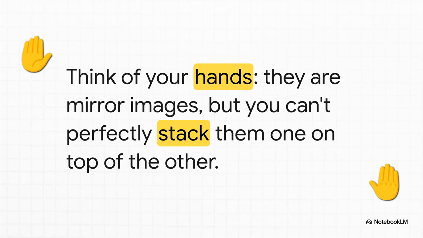Okay, now for our next type. Let's try a quick little exercise. Go ahead, hold up your hands in front of you. They look like mirror images of each other, don't they? But now, try to place one hand perfectly on top of the other so that all the fingers and thumbs line up exactly. You can't do it. And this simple idea right here is the key to understanding optical isomers.